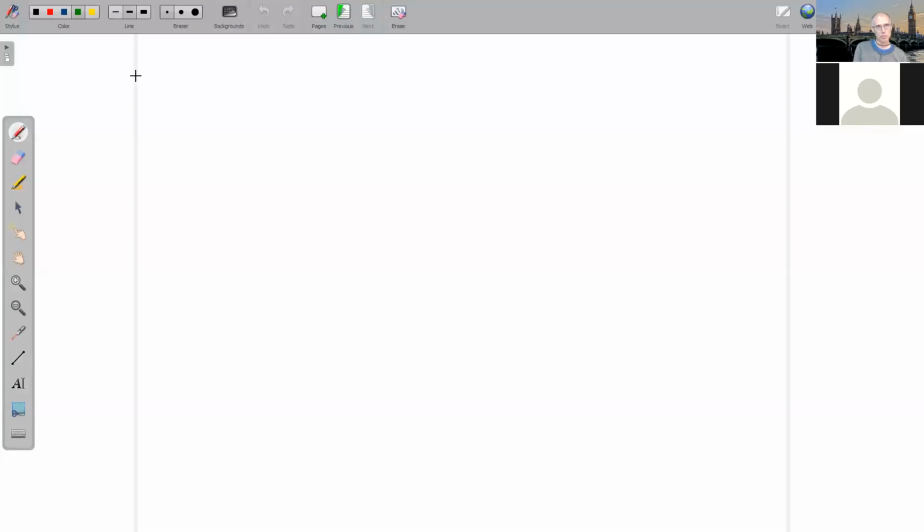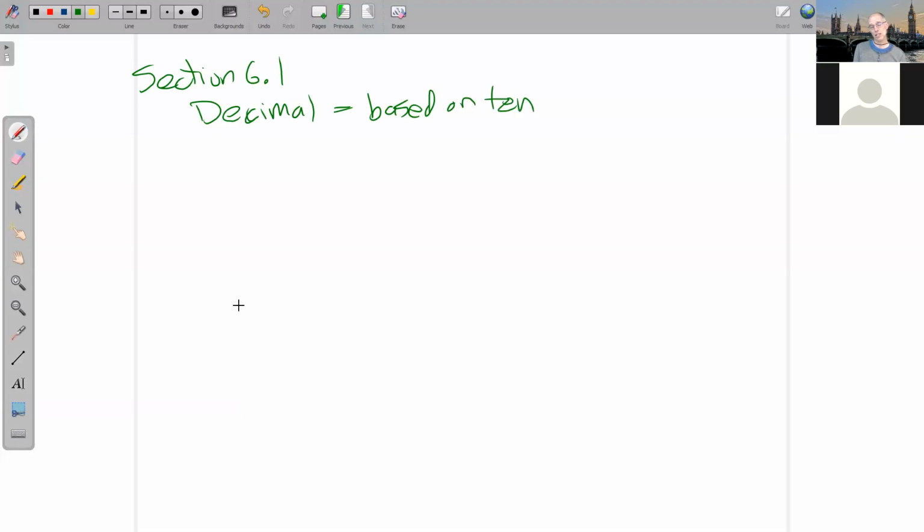Finishing up section 6.1, we learn what it means to be a decimal. What does it mean to be a decimal? It just means a number that's based on 10. And our whole number system is based on 10. So the idea of a decimal describes all of the numbers we work with.